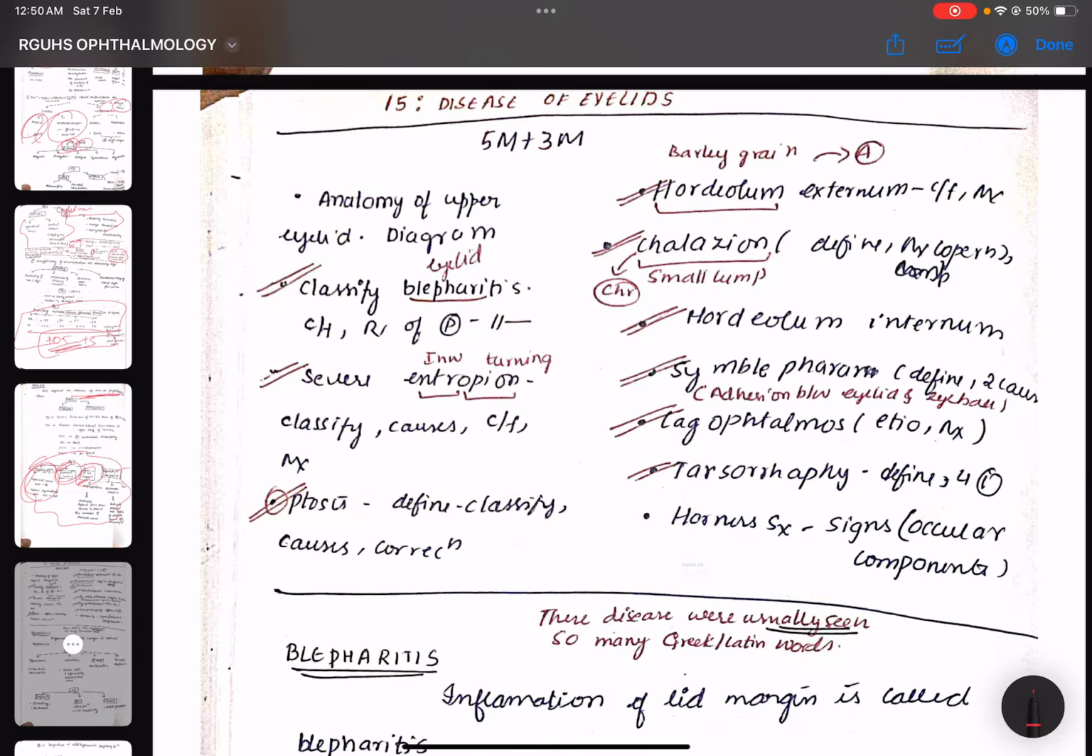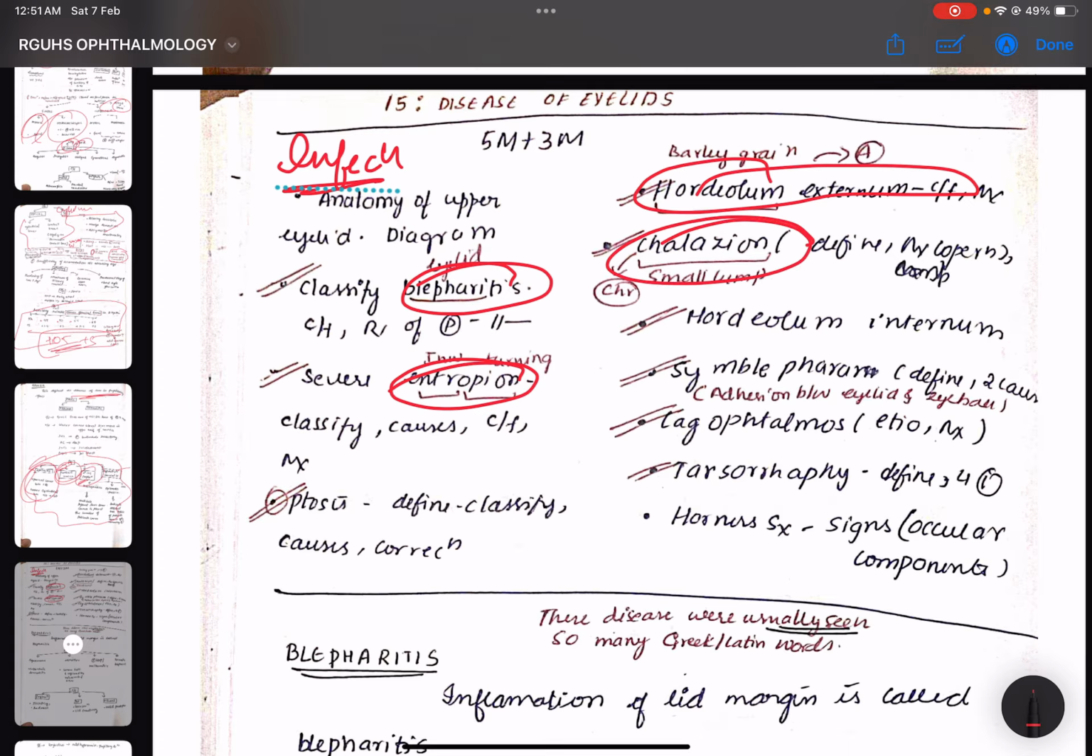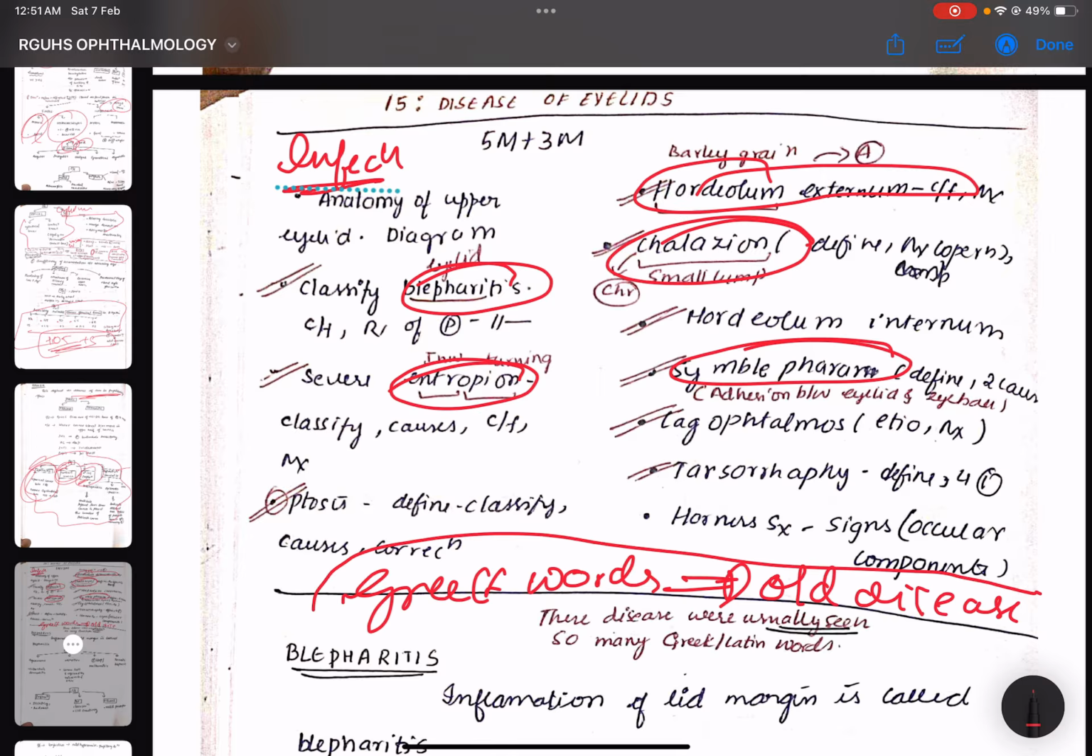Again, diseases of eyelids. So what was happening again? If you understand from 0 AD to 2025-26 AD, the first things which were killing humans were infections. So here if you see in eyelids, you see all these names: blepharitis, entropion, hordeolum externum, chalazion, symblepharon. All these are Greek words. So what does it imply? These are old diseases. So English words are fewer. So it's an ancient disease. So this is how it is.